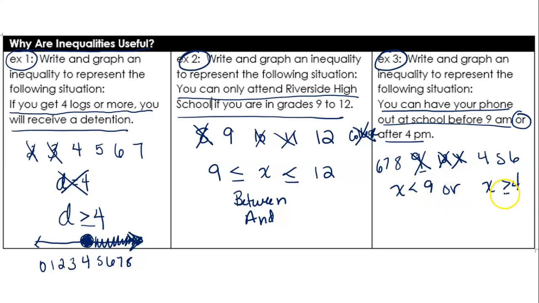But I could have my phone out exactly when that bell rings at 4. This is what I call, again, not mathematically correct, an out between problem. The mathematically correct word is that this is an or problem.